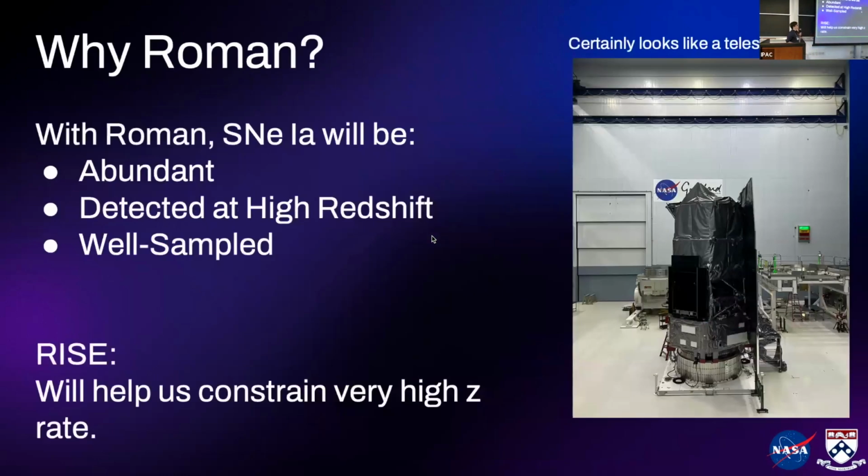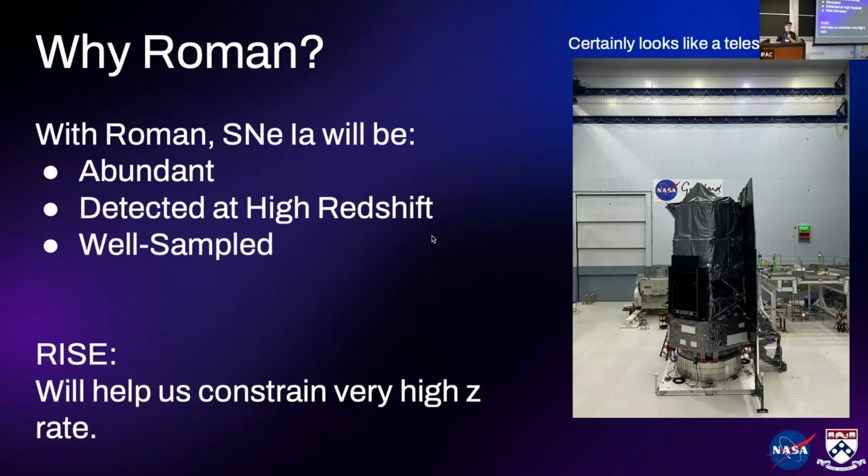Great. So more importantly, what you should be asking is why Roman, because this is a Roman talk and a Roman conference. And I'll give you 3 very good reasons. One, with Roman, supernova type Ia are going to be very abundant. We're expecting about 100 per 0.1-sized redshift bin, all the way out to 1.7, which is great coverage.